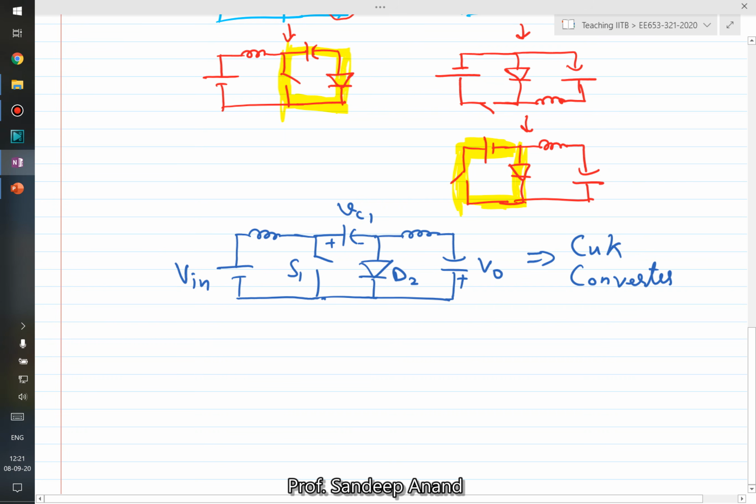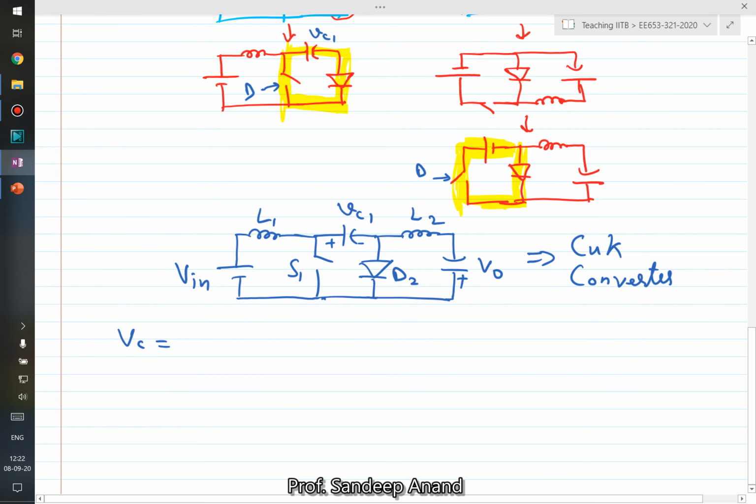Right, so you see this Chuk converter, we have now obviously integrated a buck with a boost here, right? So you would expect the output to input voltage relation to be the cascaded effect. What was VC1? VC1 was this capacitor voltage in the boost converter circuit, and therefore you can write VC1 is nothing but the duty cycle of this switch, which is the same as the duty cycle of this switch.